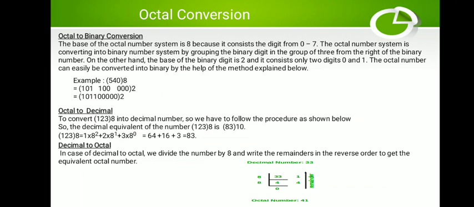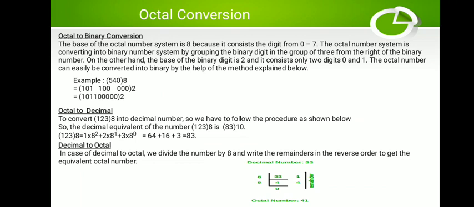8. So now the given number is 1, 2, 3. First, the least significant digit is 3. Multiply it by a power of 8, that will be 8 raised to 0, plus the second digit is 2, 2 into 8 raised to 1. The third digit is the most significant digit, it is 1 multiplied by 8 to the power 2. So then what do we get? 3 plus 16 plus 64. The total sum is equal to 83. That is the equivalent decimal number of the given octal number.